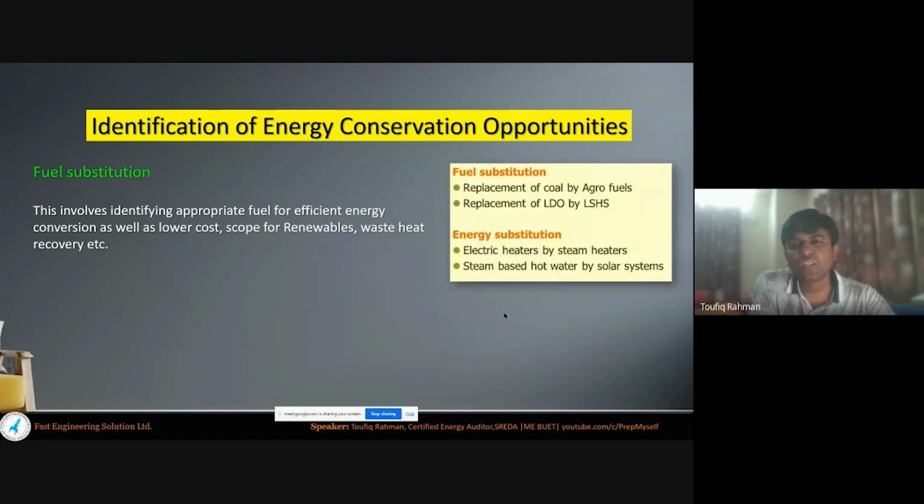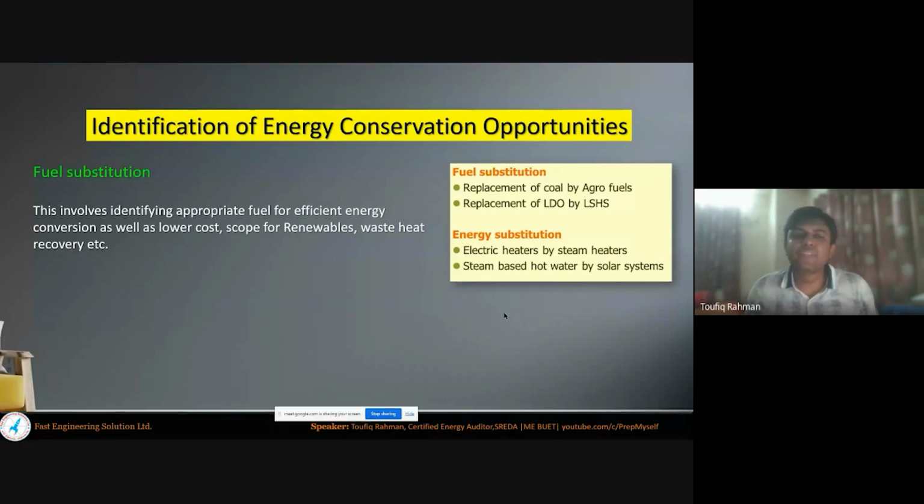Some people want to use one fuel in place of another. Let's take an example: a petrol car. A petrol car takes petrol from the filling station. Someone says, please replace the fuel, petrol with natural gas, so you can minimize the cost. This is called fuel substitution. You can change the fuel and go to a less costly and more efficient fuel.